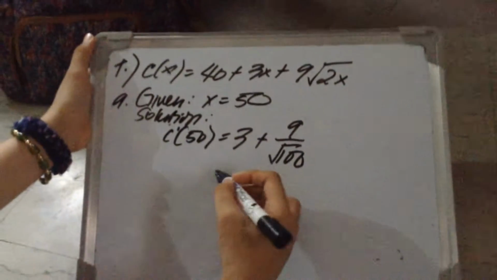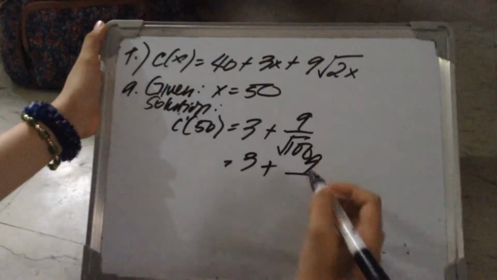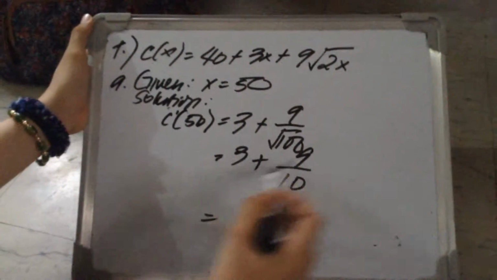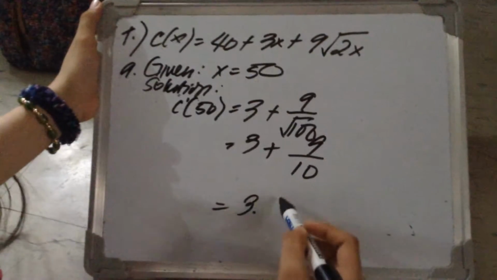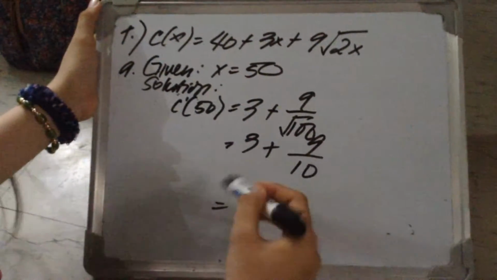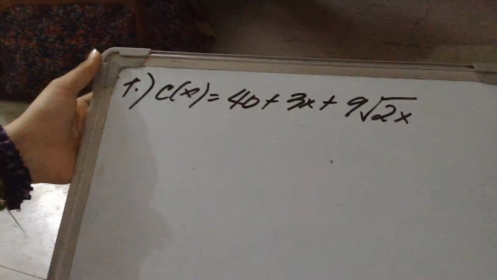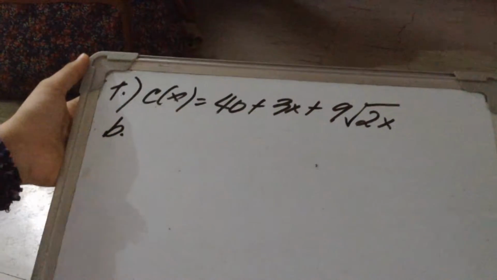With that, we solve the square root of 100 first, and that will be 10. And with that, we can solve 3 plus 9 over 10, and that would be equal to $3.90. For problem 1B, find the number of units when the marginal cost is $4.50.